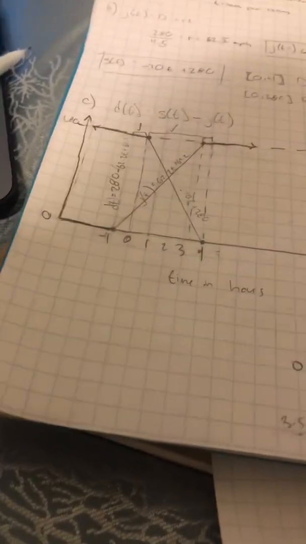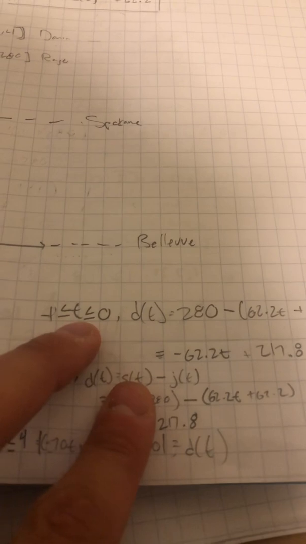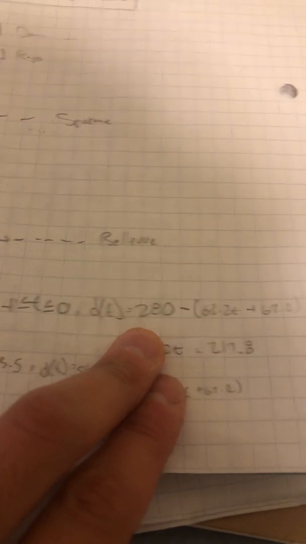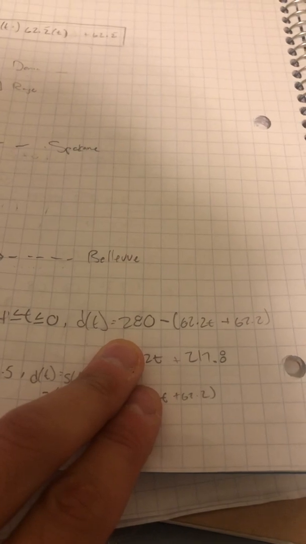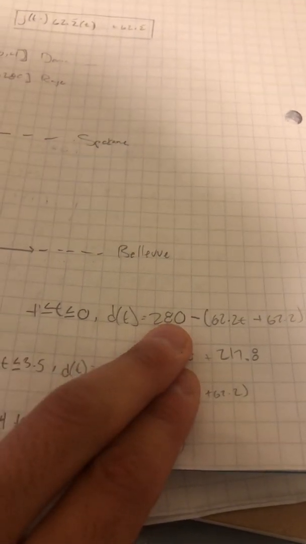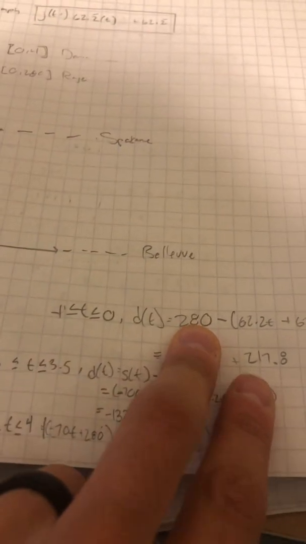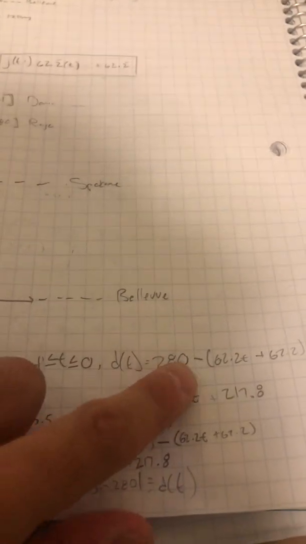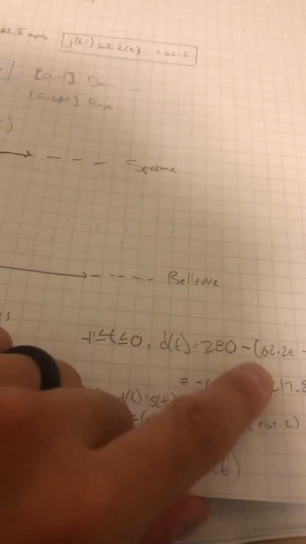So part 1 we can figure out by saying that between t equals -1 and t equals 0, the distance between them is going to be 280 minus 62.2t plus 62.2. We just use a little bit of logic here, doing the distance of Steve, or s of t, minus j of t, except s of t between -1 and 0 is 280. So that's why we put 280 there. And then we subtract j of t, which is just the formula we found earlier.